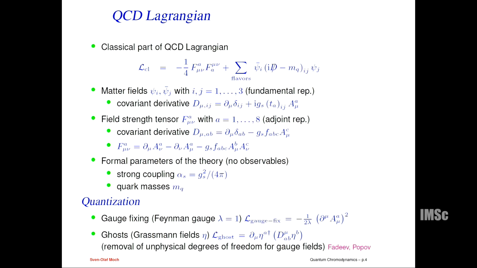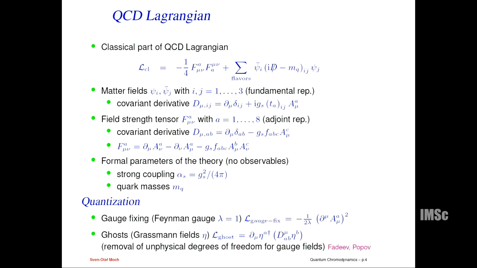We can do this in a covariant gauge, for instance, by adding a gauge fixing term to the Lagrangian, which we can take as (∂_μ A^μ) squared. And we can multiply it in order to keep track of the gauge fixing. By convention, we multiply it with a factor 1 over 2 lambda. And if we set lambda equal to 1, then we are in Feynman gauge. So this is the part which we can add to the classical Lagrangian here.